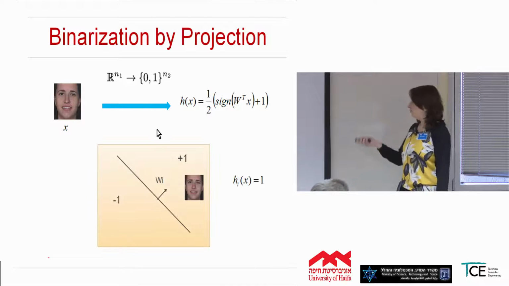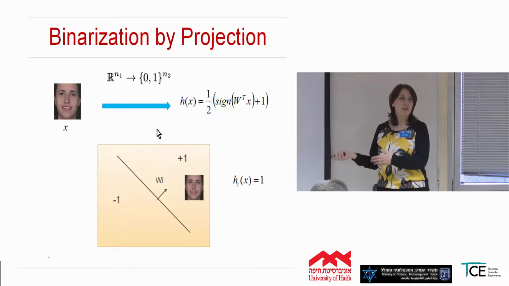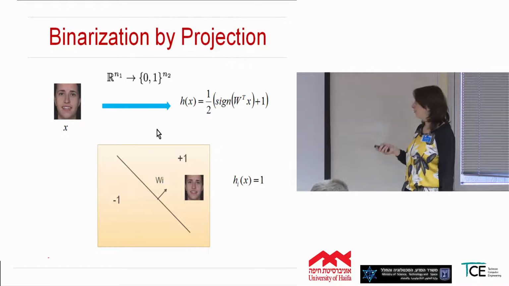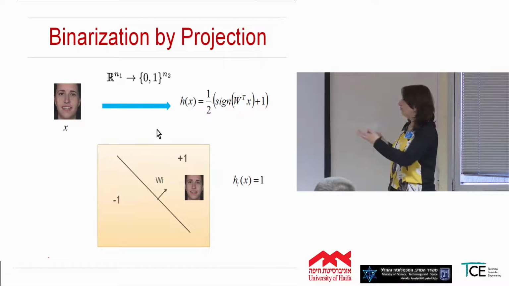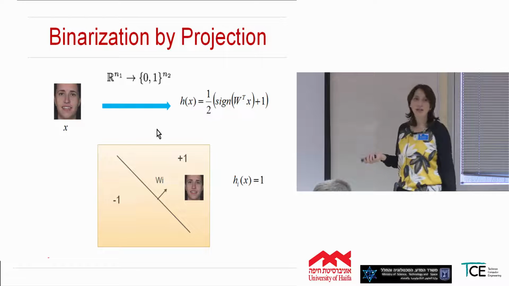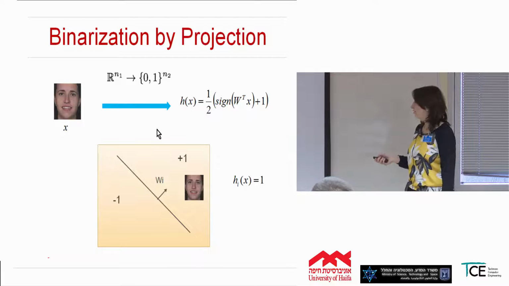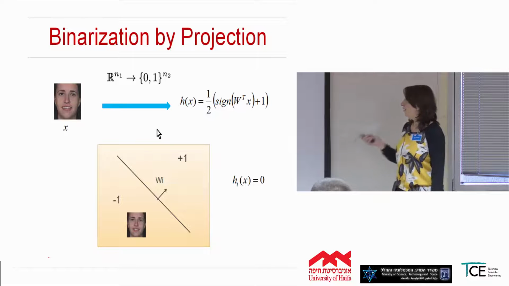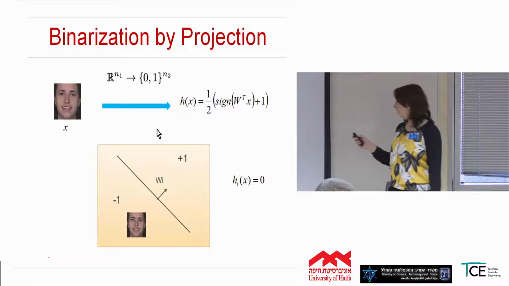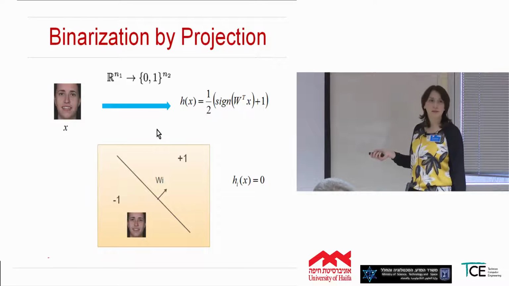Let's look at the geometry of this. We have a hyperplane w_i, and we have an image of the person. And let's say if we project it, it falls on the positive side. So the bit, according to this function, that we will get is 1. If this image falls on the negative side, then according to this function, we'll get 0.